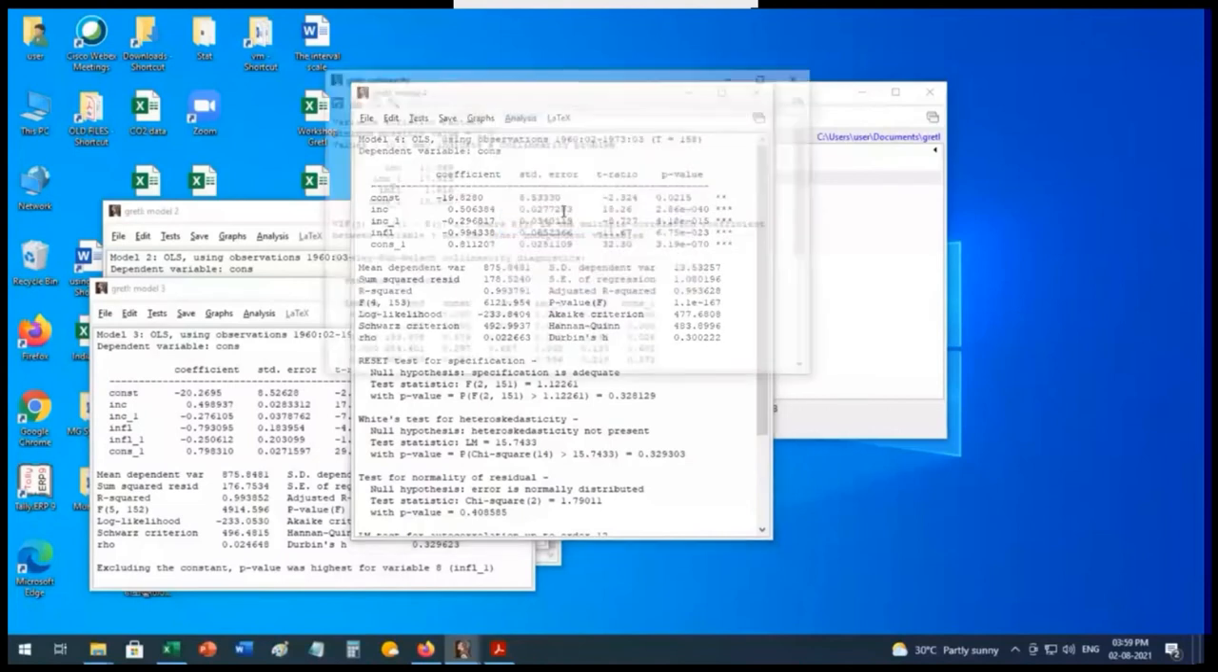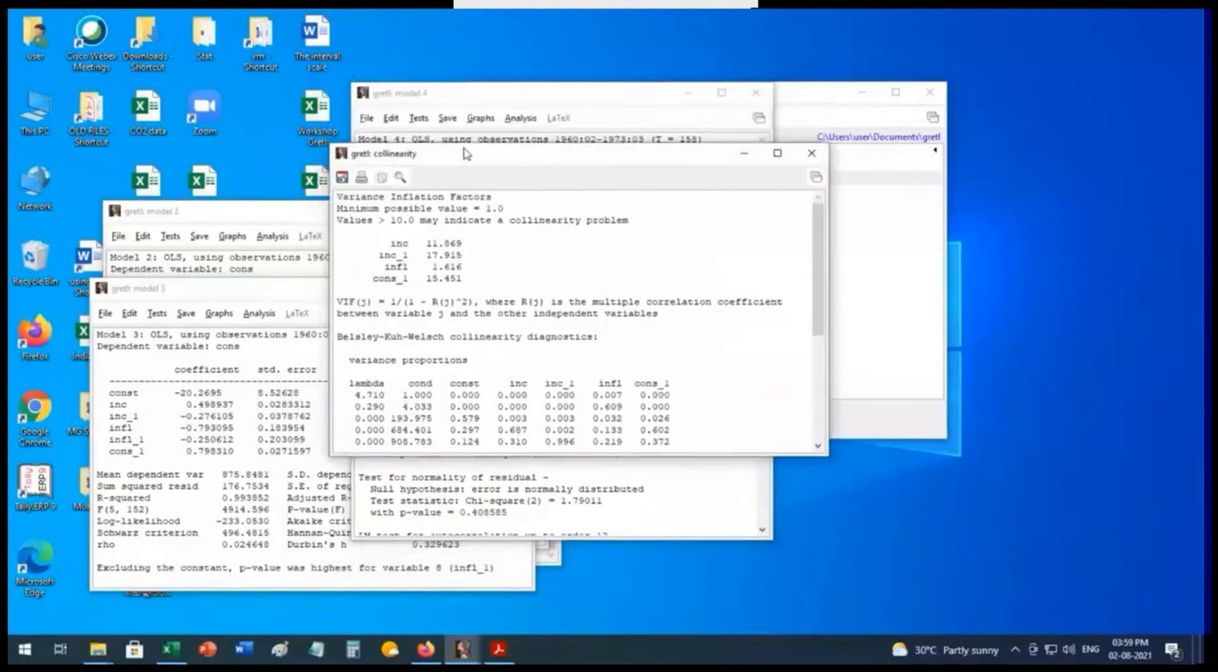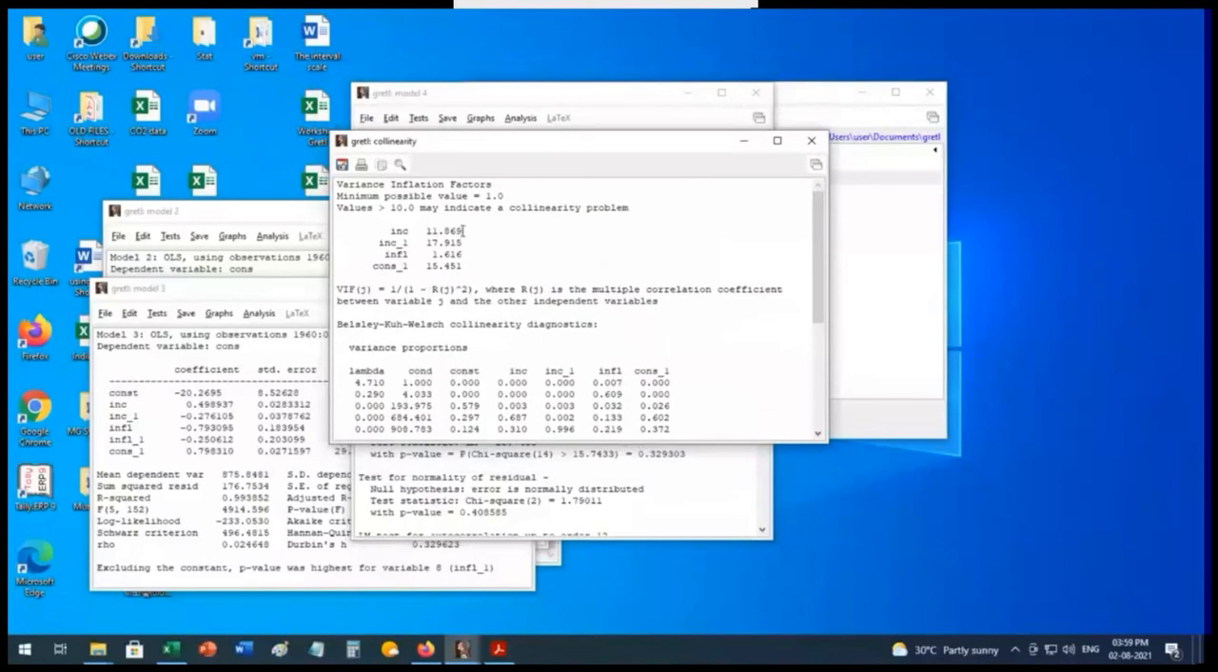Now can you tell me whether there is any problem with these values? Income is greater than 10. So the values are all greater than 10 except inflation. So that means there is some severe multicollinearity problem.